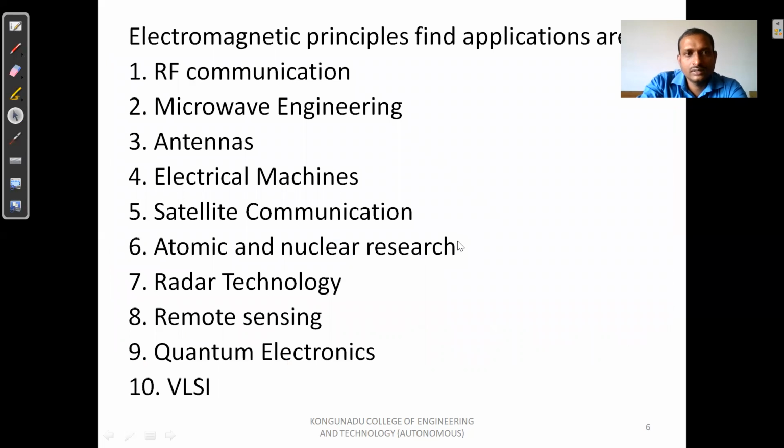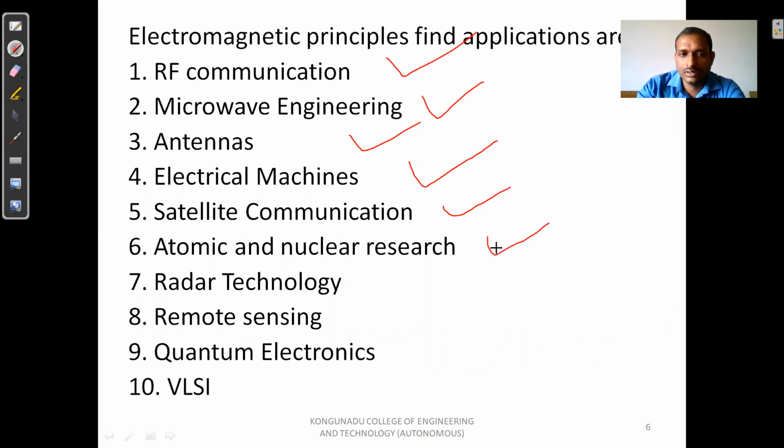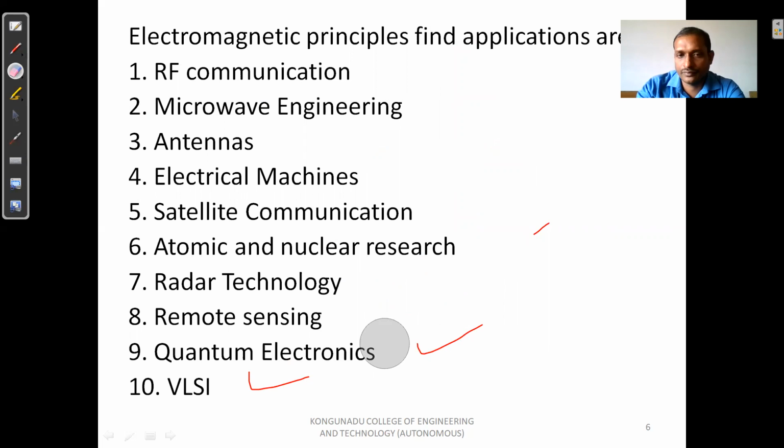So the next topic is the different applications of electromagnetic principles. It is used in radio frequency (RF) communications and microwave engineering. So microwave engineering, antennas, that is mobile communication applications. Electrical machines also work under the electromagnetic principles. Satellite communication, atomic and nuclear research, radar technology, remote sensing, quantum electronics, VLSI technology. So these are the popular major applications of electromagnetic principles or electromagnetic fields in our day-to-day life.